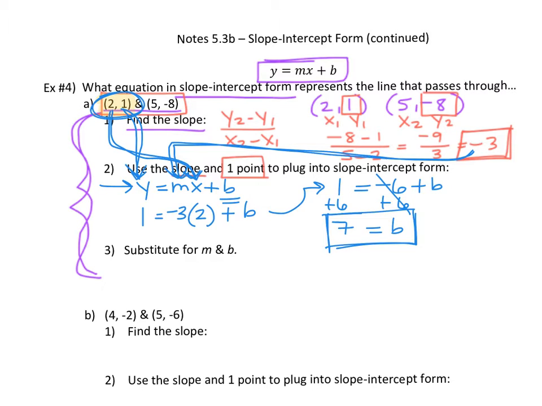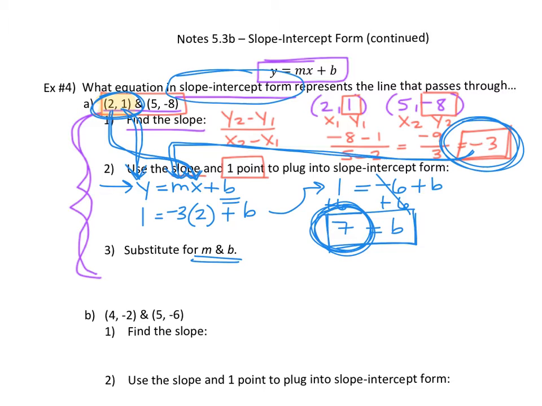So now they asked us for slope-intercept form. Well, in slope-intercept form, you need an m and a b. Do we have an m? Yes. What is it? -3. Do we have a b? 7. Okay? That's what you're going to plug in. You're going to substitute in on your third step here. You're going to say y equals m, -3, times x plus the b value. And that is your slope-intercept form.